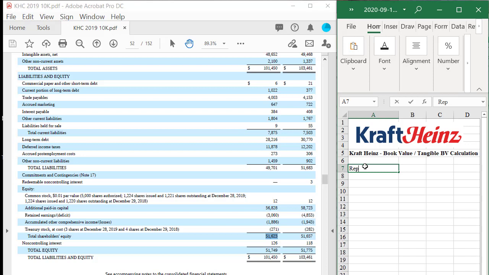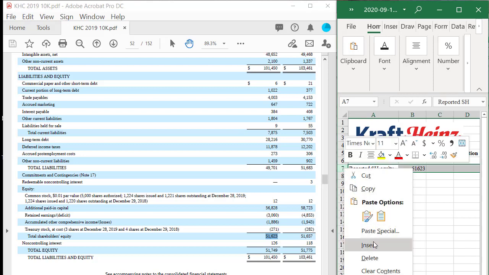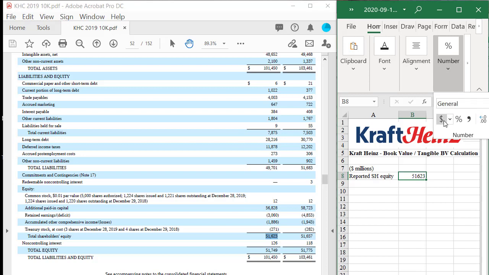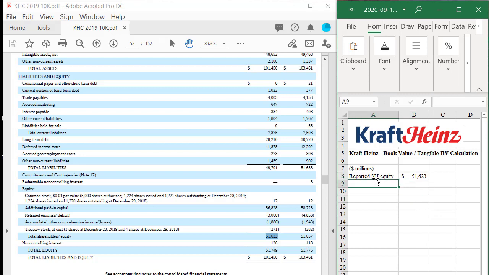We'll just call this reported shareholders' equity. We'll use the number 51,623, and just as a good habit, to keep this clean, we know that this is in millions. So this figure here is actually 51.6 billion. So here's the equity. This would be Kraft Heinz's book equity.